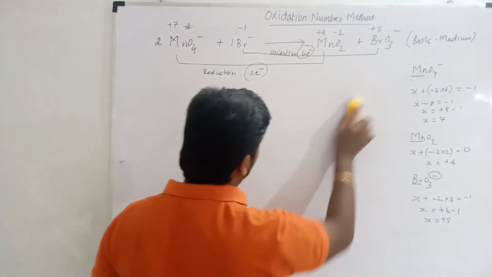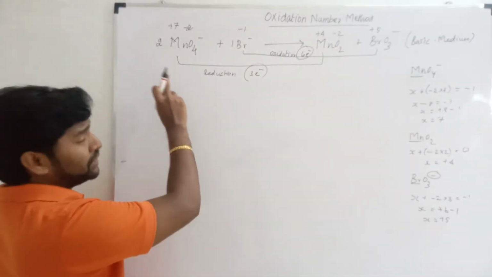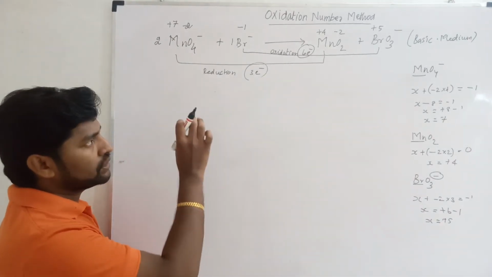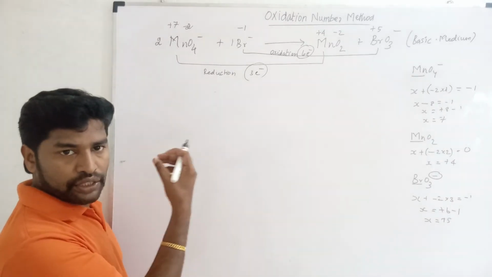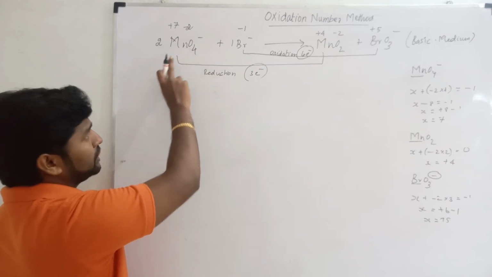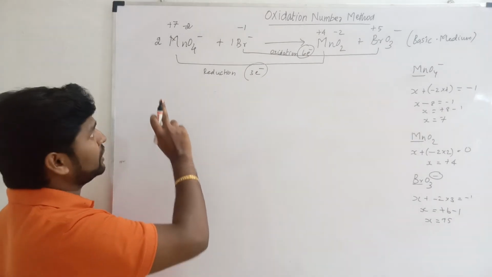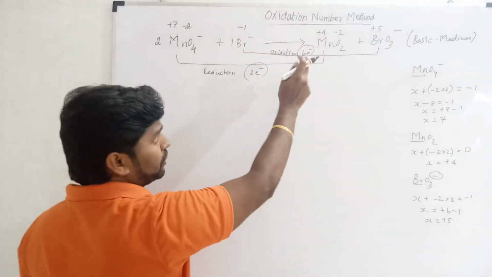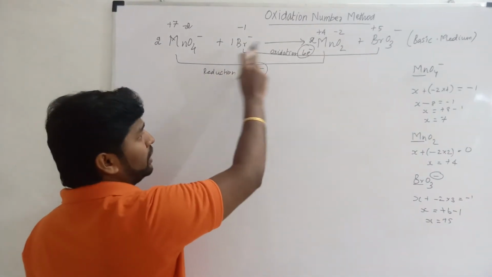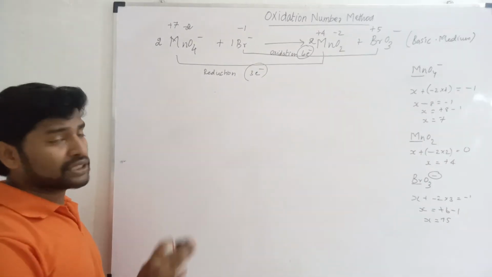Now the next step. Other than oxygen and hydrogen, we have to add coefficients for balancing the elements. So look at the elements other than oxygen and hydrogen. Bromide and manganese are there. How many manganese are here? 2. Here only 1 is there, so we put 2. Now Br 1 and Br 1. So now other than oxygen and hydrogen, all the elements are balanced.